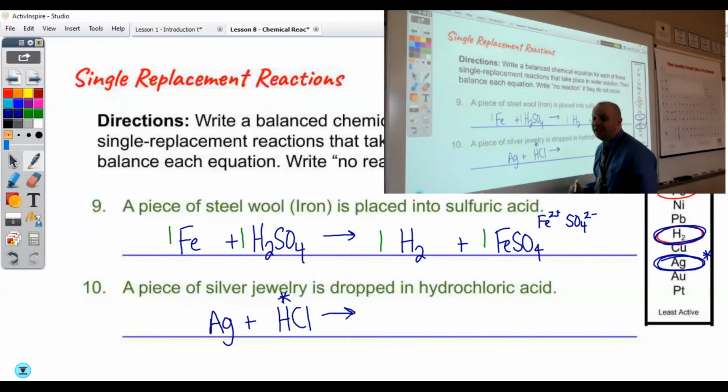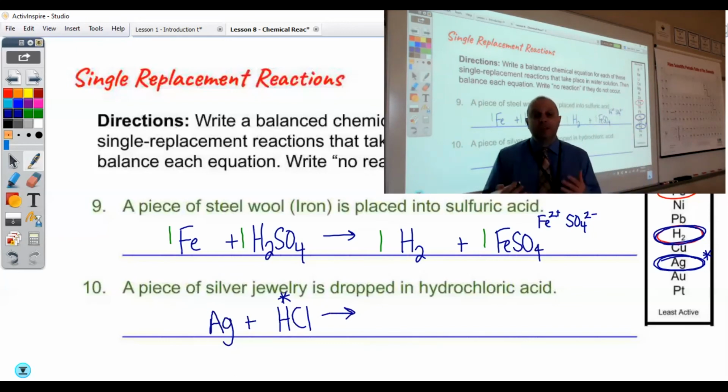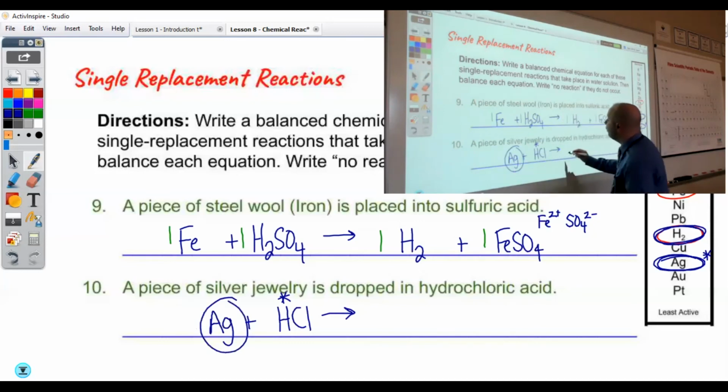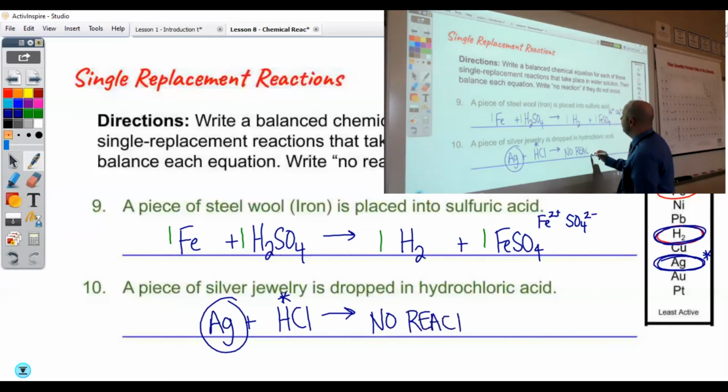So this is our second time where we encounter something that is a no reaction. So in this case, silver wants to be by itself. It is already by itself. So we can just write no reaction as the answer to this equation.